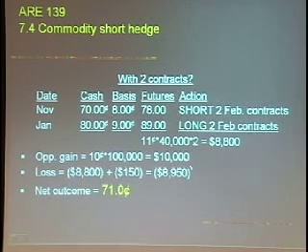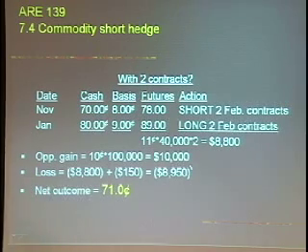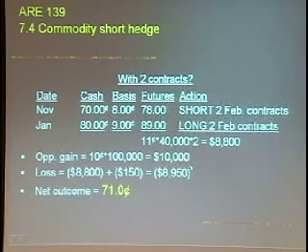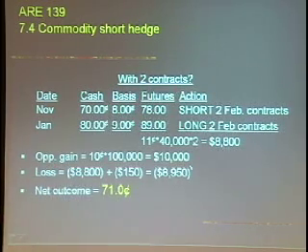So the difference, rounding it off, is about 1 cent a pound, right? So if you look at, call this 9,000 and 10,000, the difference is 1 cent a pound on 100,000 pounds. So you end up with 71 cents instead of 70. So you always want to compare the net outcome to your objective in the cash market, okay, which is up here.